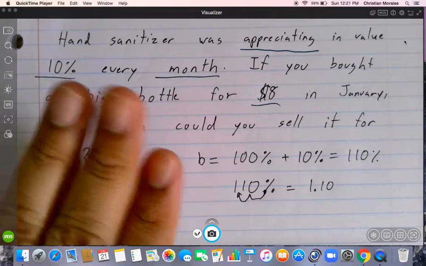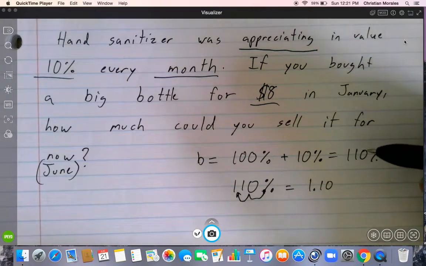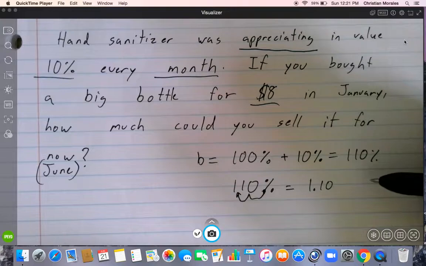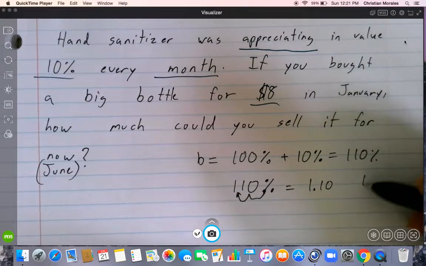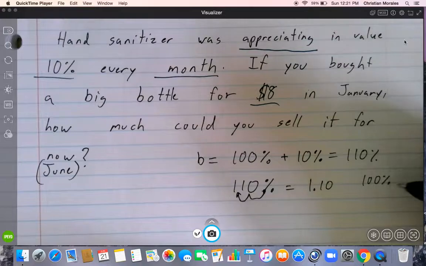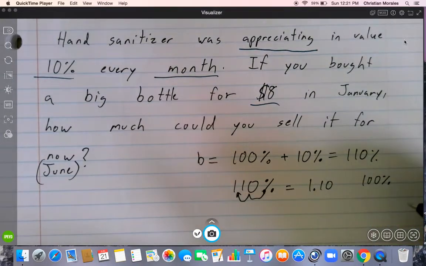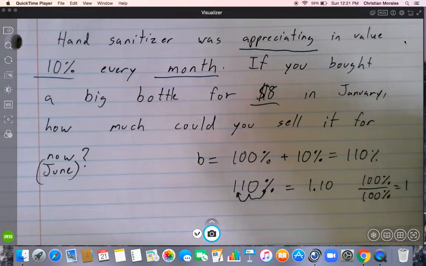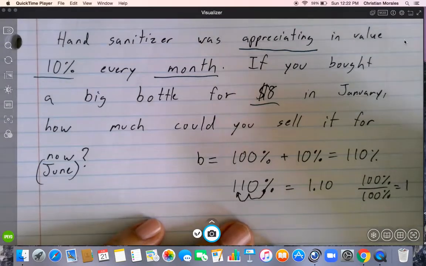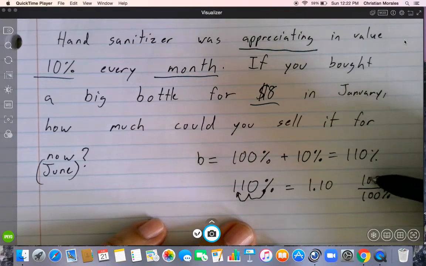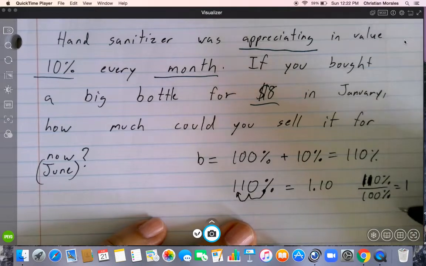So why am I doing that? Because if you treat this like a fraction, okay? If you treat it like a fraction, 100% is complete. That's your total. So 100 out of 100 would be 1, okay? If you just have a 1, it won't change anything. No, no, no. Remember how I told you the multiplier has to be bigger than 1? So if you take 110 and divide it by 100, you're going to get 1.1.